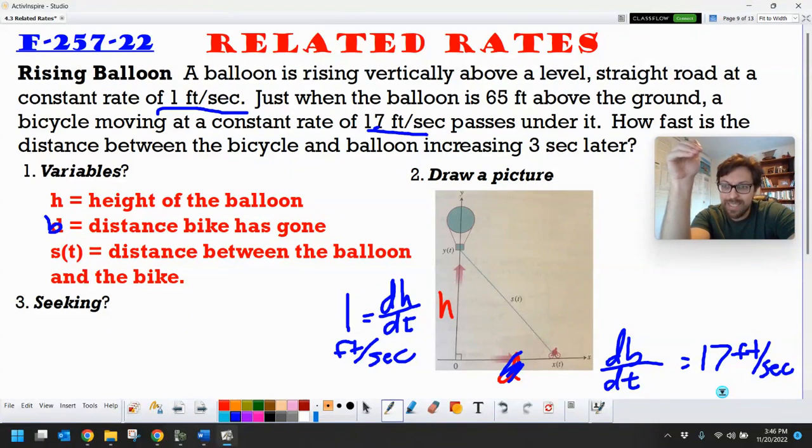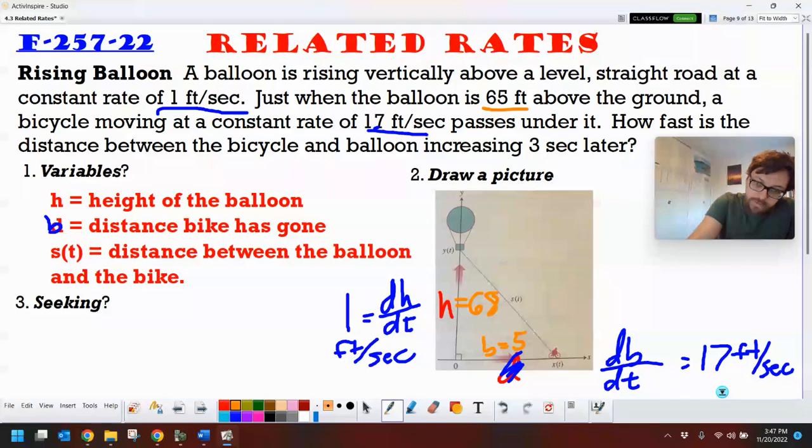So if it's 3 seconds later, and originally the first time was at that 65, it's been 3 seconds since then, and the balloon is moving at 1 foot per second. So this height at the time that we're interested in is 68 because it's been 3 seconds since that 65 was recorded. Then the bicycle is moving 17 feet every second. So it was at 0 and then did 17, 17, 17. So that's going to be 51 feet. So B is going to equal 51.